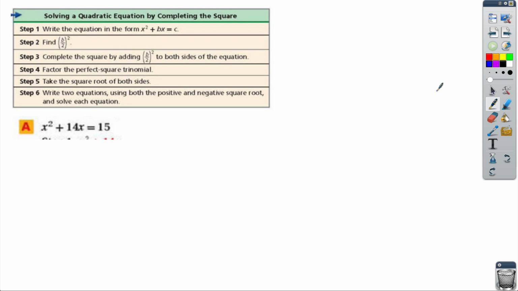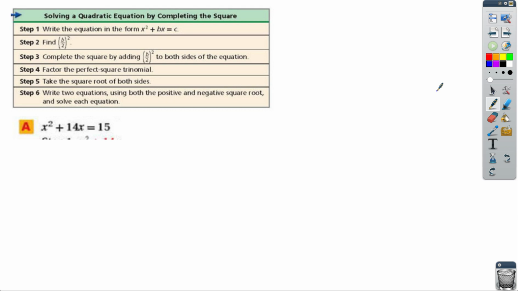On this page, now that we're familiar with completing the square, we will apply this method in order to solve quadratic equations. Now in the past, the ones you did just a while ago were just expressions. But right now we will focus on equations. Now there are 6 steps, and these are just guides for you to follow. You don't need to list them down one by one every single time.